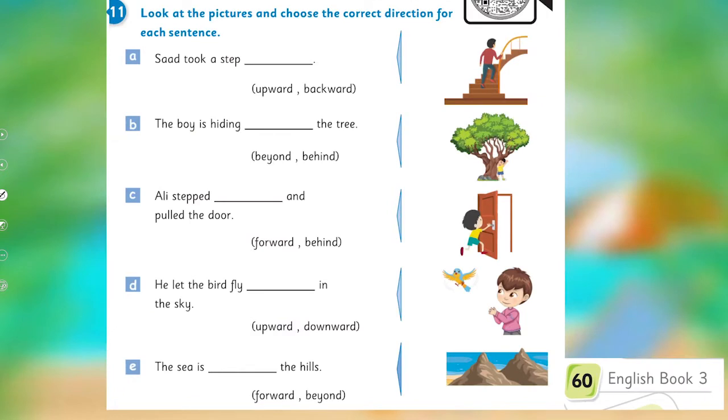The second way is like this. Now by looking at the picture, if you don't look at the picture, Saad took a step where we don't know, but when we look at the picture, it tells us where he's going, upward.